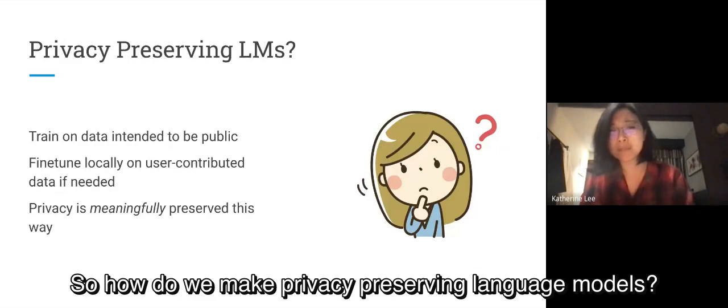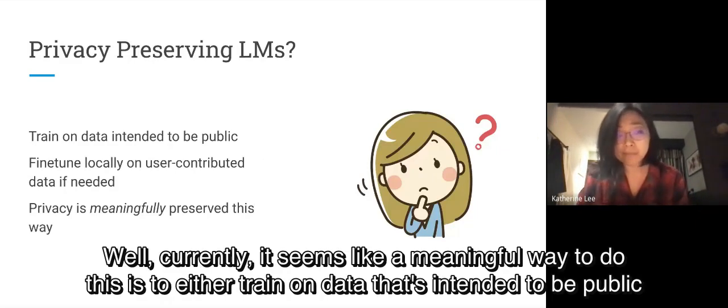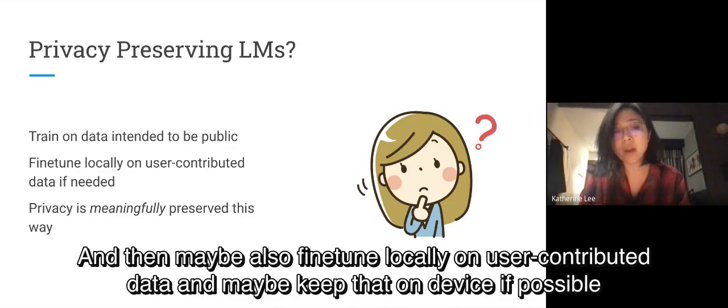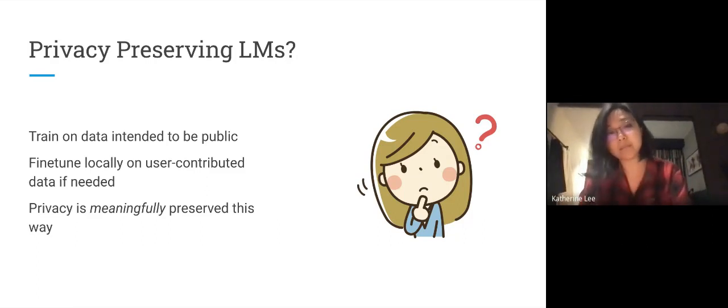So how do we make privacy-preserving language models? Well, currently, it seems like a meaningful way to do this is to either train on data that's intended to be public, and then maybe also fine-tune locally on user-contributed data, and maybe keep that on device if possible.